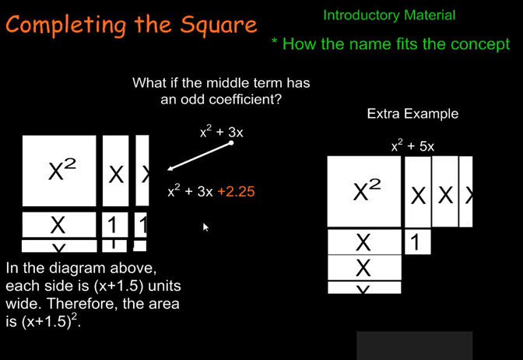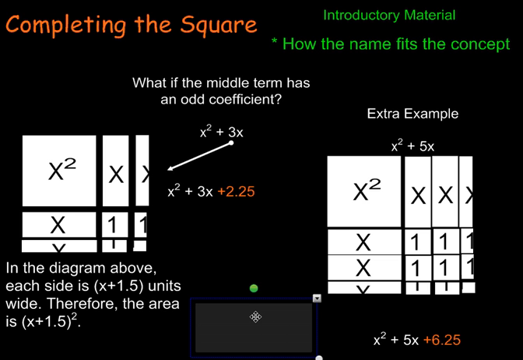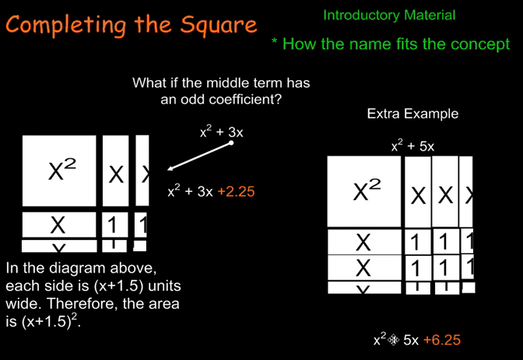Okay, so what extra pieces are we going to need to complete this square? Well, we need 1, 2, 3, 4, 4.5, 5, 5.5, 6, and this piece is a quarter. So we indeed need to add on 6.25. So the perfect square trinomial for x squared plus 5x, if we complete the square, would be x squared plus 5x plus 6.25.